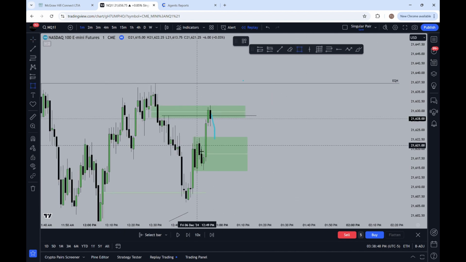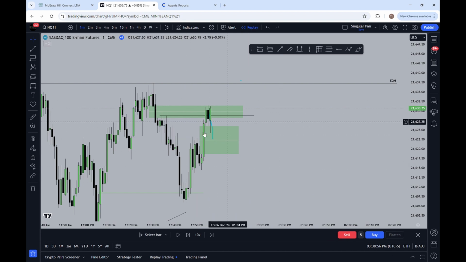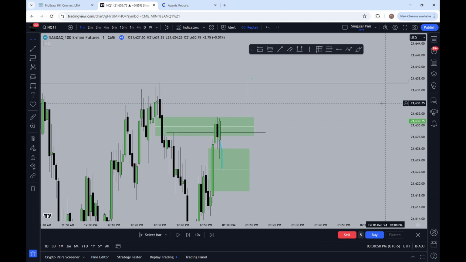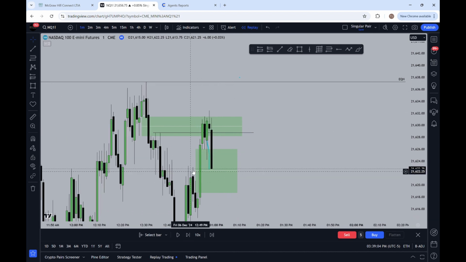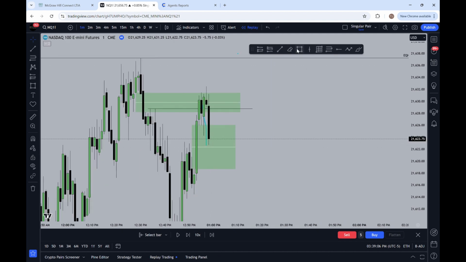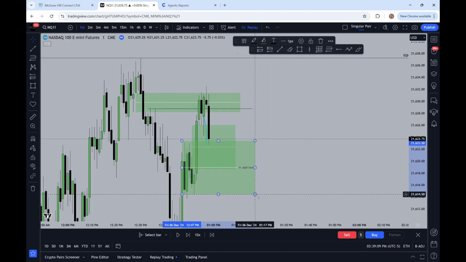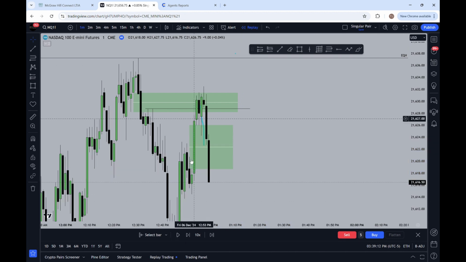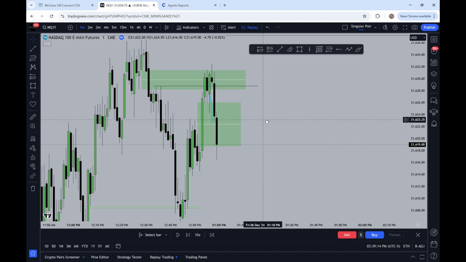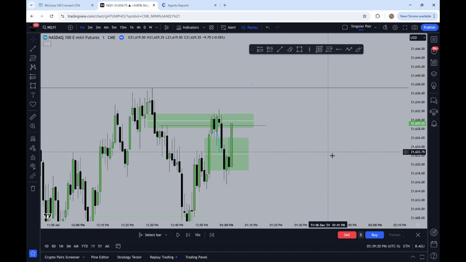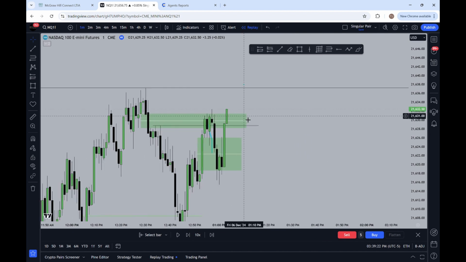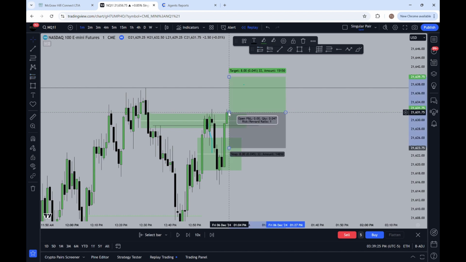Fair value gap right here. Price comes in, taps the mitigation zone, taps the fair value gap. Boom, right here. Nope, not right there. Boom, right there. Taps the mitigation zone and the fair value gap, respecting both, and we're hoping this pushes us up higher, right? Boom, respect it. We push up higher, waiting for this gap to invert. Boom. I went long here.